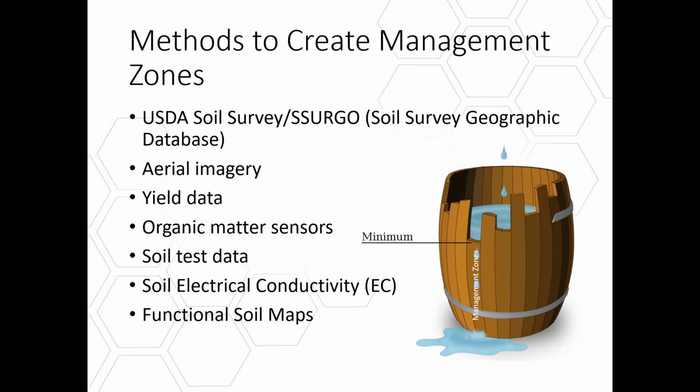Organic matter sensors are becoming more and more common and are a great tool to help make management zones. While organic matter is a major factor in the productivity of a field, it is only part of the equation and must be complemented with other soil layers and management practices.